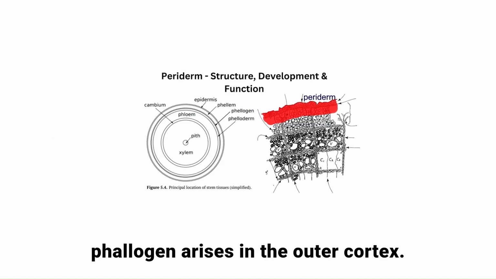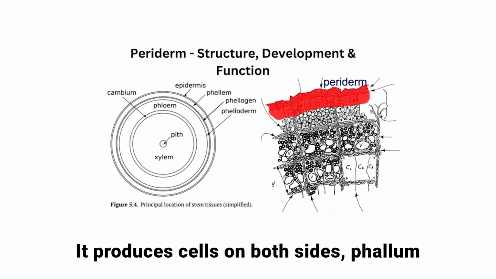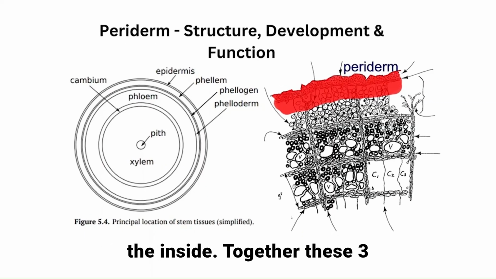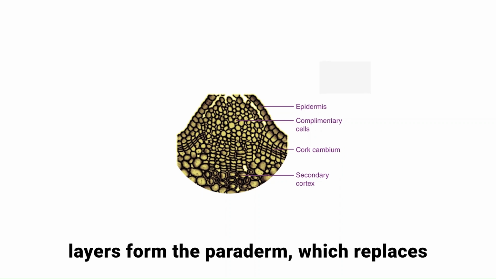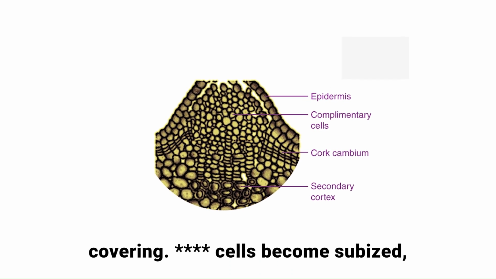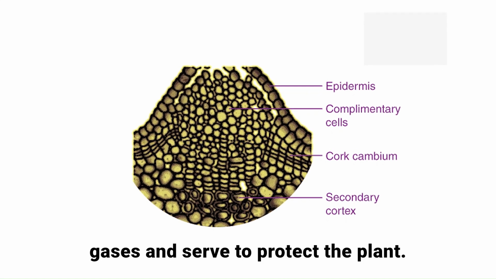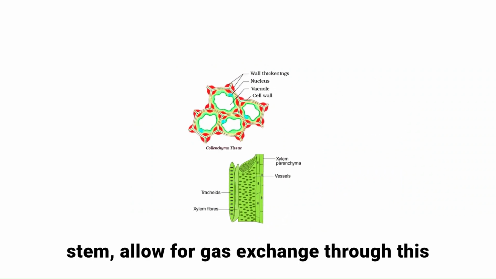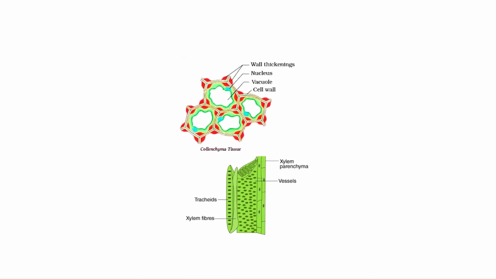Cork cambium, or phellogen, arises in the outer cortex. It produces cells on both sides, phellem or cork on the outside and phelloderm on the inside. Together, these three layers form the periderm, which replaces the epidermis as the protective outer covering. Cork cells become suberised, making them impermeable to water and gases, and serve to protect the plant. Lenticels, which are raised pores on the stem, allow for gas exchange through this otherwise impermeable surface.